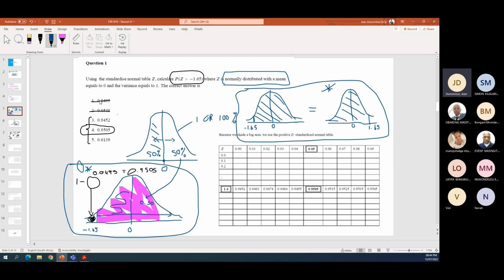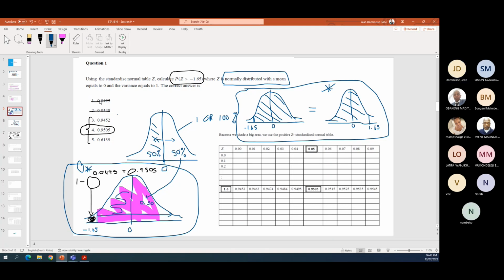I hope that makes a bit more sense. As we go through some of the other questions, I'll keep on showing how to eliminate and how to look at that. Is that a bit clearer, Simon, or still?